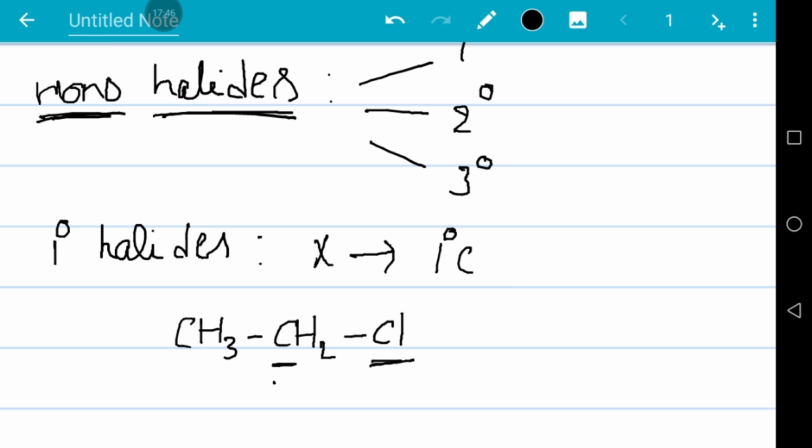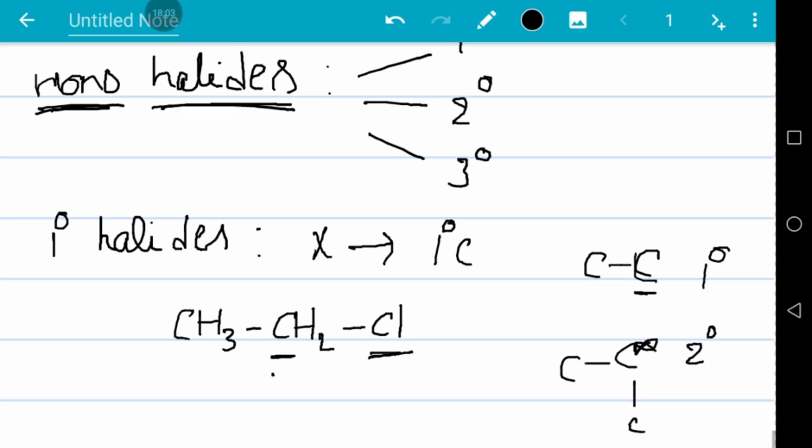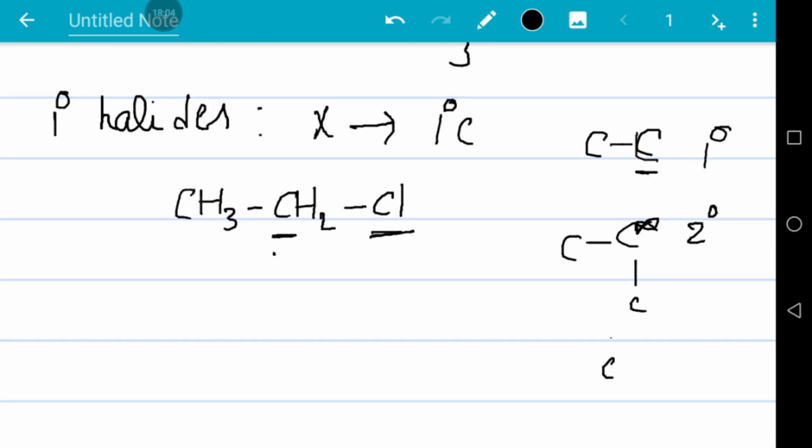So, we have to check which carbon this is. Here, around the carbon, only one other carbon is there, then this carbon is a primary carbon. Next, if around a carbon two other carbons are there, then this carbon is a secondary carbon. Next, if around the carbon three other carbons, three alkyl groups, are present like this, then this carbon is a tertiary carbon.